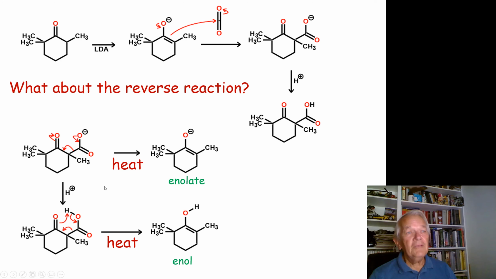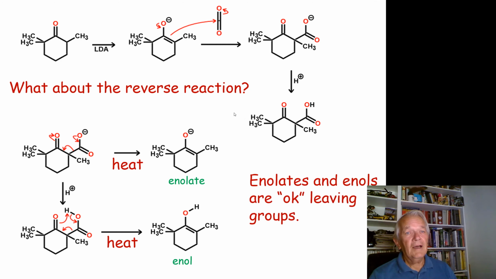Now, what do you need to do this reaction? Well, you need your carboxylic acid group to be beta to another carbonyl. And indeed, the secret of all these things is looking for that beta-carbonyl. So if you have a carboxylic acid where the beta carbon contains another carbonyl, you can do this reaction. It works really nicely because you get these nice stable leaving groups. So enolates and enols are okay leaving groups.